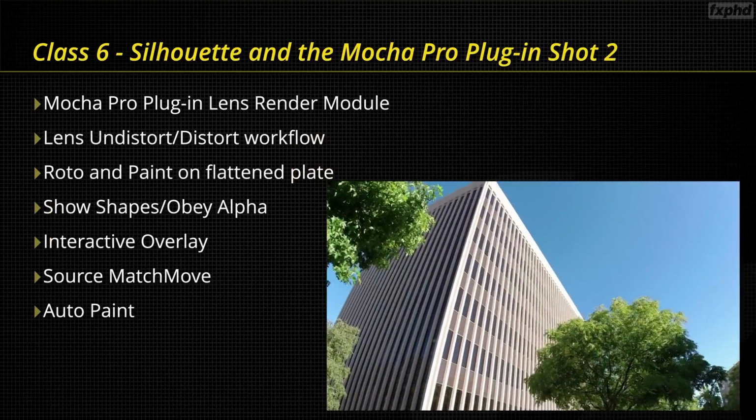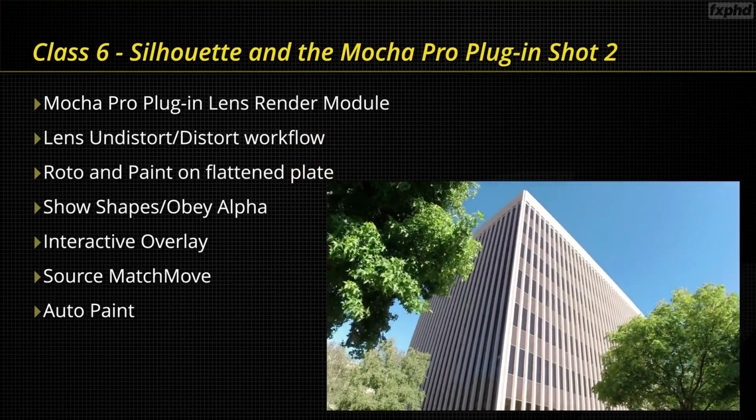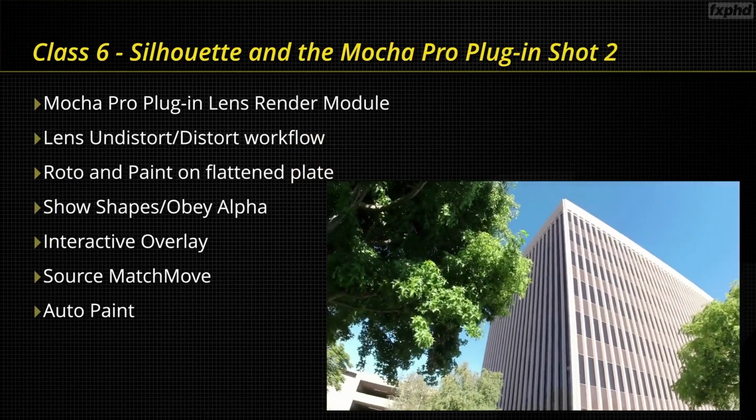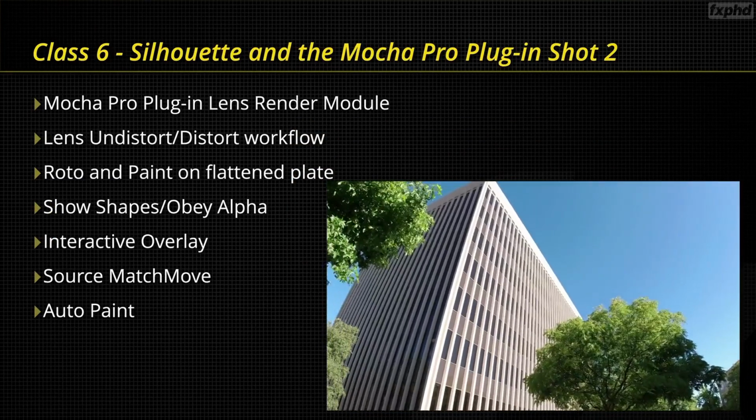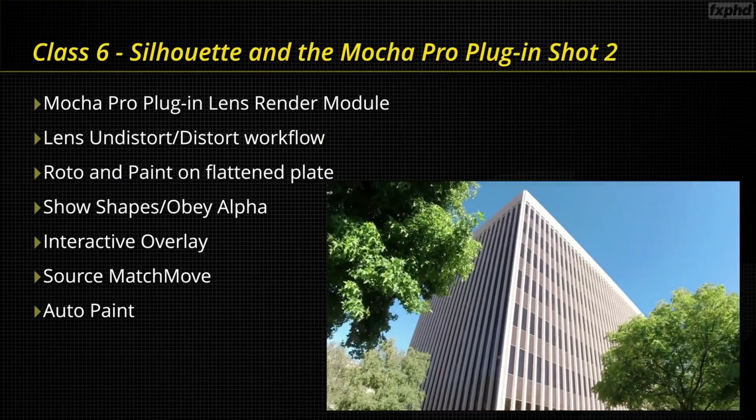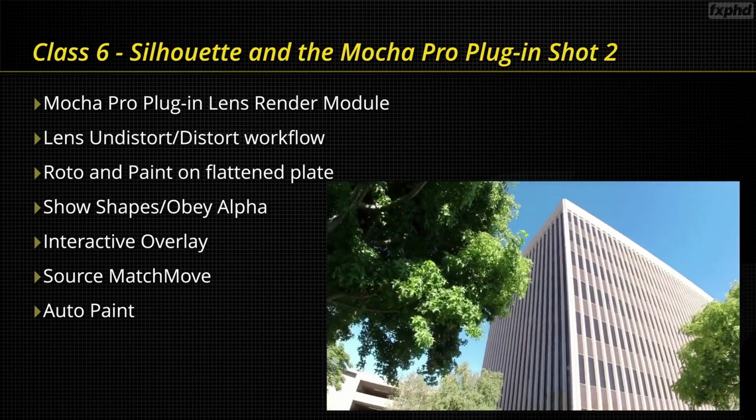The second one here will use the lens undistort and distort modules in the Mocha Pro plugin, and I will show you how to undistort your shot in Mocha. The roto and paint work will be done back in Silhouette on that plate, and then redistorted with the paint intact and Roto Alpha mats embedded.